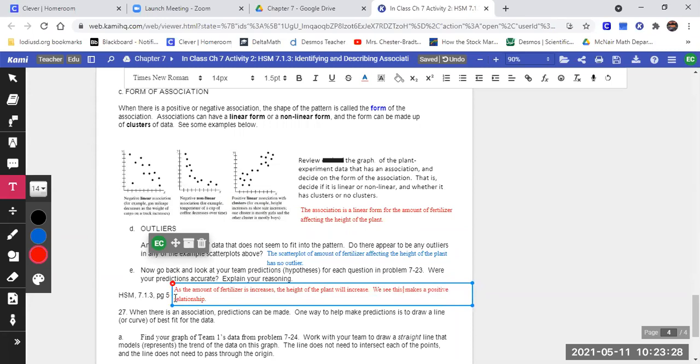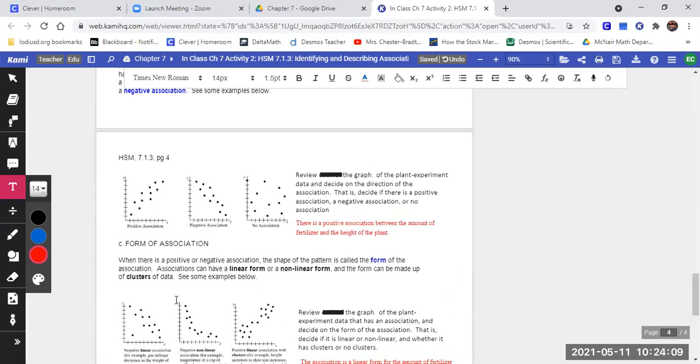We see this makes a positive association because all of the plants got taller as the amount of fertilizer increased, right? So we just took the same thing and we just said a little bit more to it.